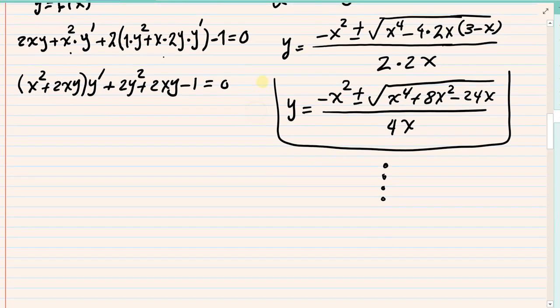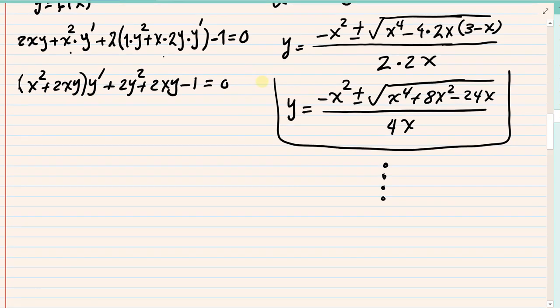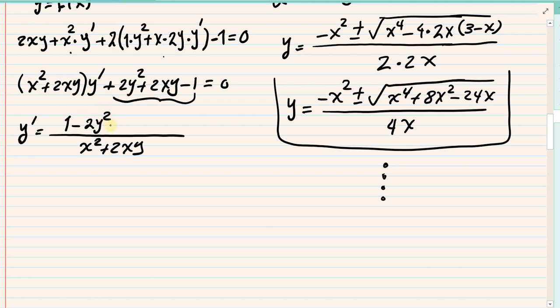Okay, now next step, we're going to isolate y prime. So, y prime equals, going to divide by the coefficient on y prime, and move everything, these three terms, to the other side. So it's going to be 1 minus 2y squared negative 2xy. They change sign as they move to the other side.